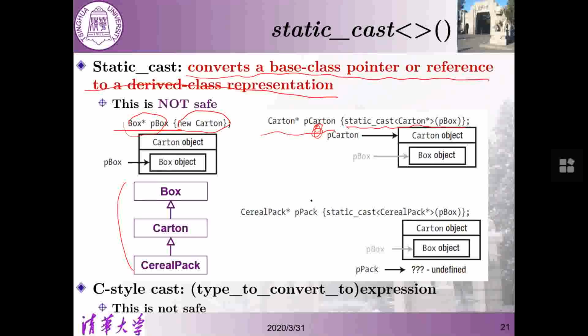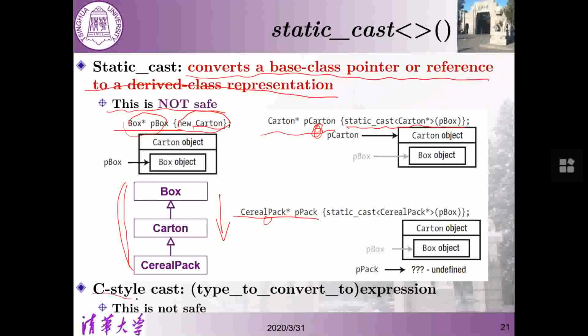However, because it is a carton object, if we want to cast it to a zero pack object, that will be error prone or undefined. Probably there will be bugs. So if you cast downward on the pointers in this class diagram, in this downward direction, be careful about that, and there may be some errors. So static cast in this case is not safe.